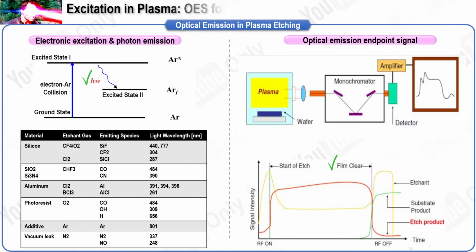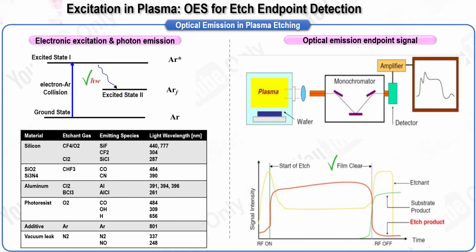This slide explains excitation in plasmas, and how optical emission spectroscopy supports endpoint detection in etching. Dissociation and ionization drive chemistry, while excitation mainly enables process monitoring. During excitation, a neutral species is promoted to a higher energy level, above its fundamental level. When the excited species returns to a lower level, it emits a photon, and the photon energy equals the energy difference between the two levels.